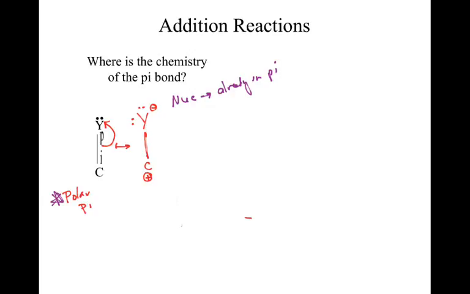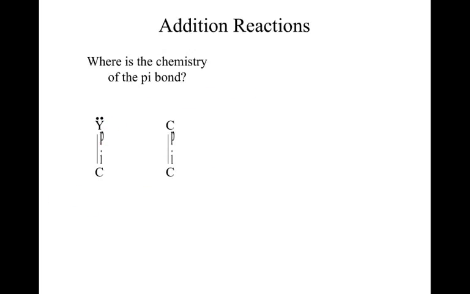More interesting, perhaps, is the carbon at the bottom. That carbon is now a really good electrophile, much more so than it was in the nonpolar pi bond, and that's because of that polarity. The Y atom is taking the electrons away. So we have an electrophile in the polar pi bond situation that we did not have before, and that's kind of neat. We're really zeroing in on the reactivity of this species as an electrophile.